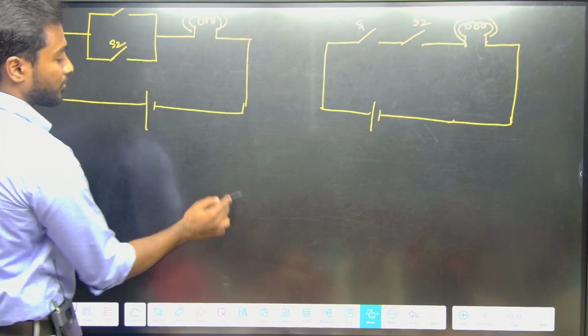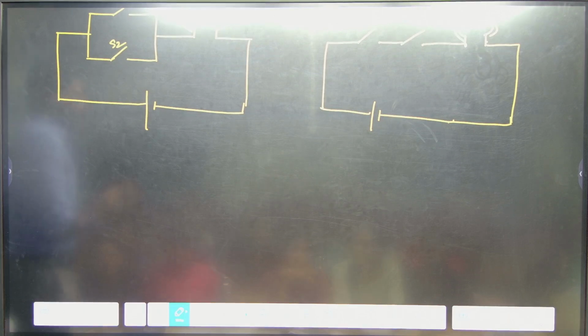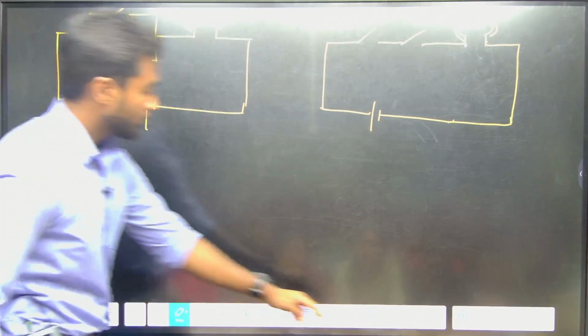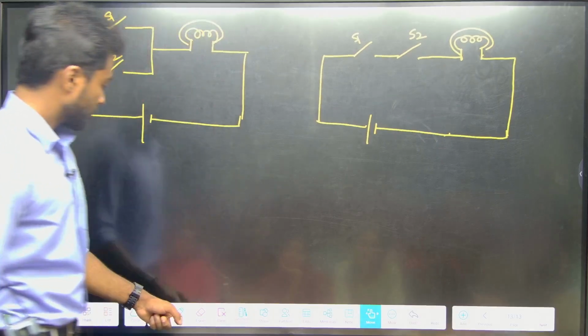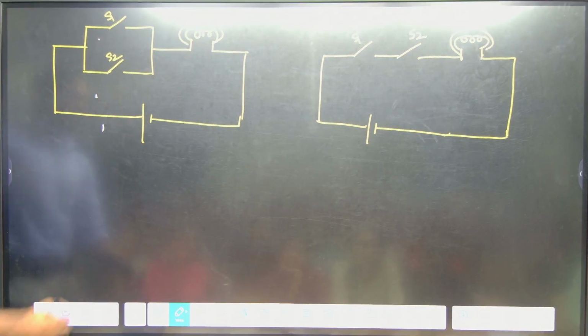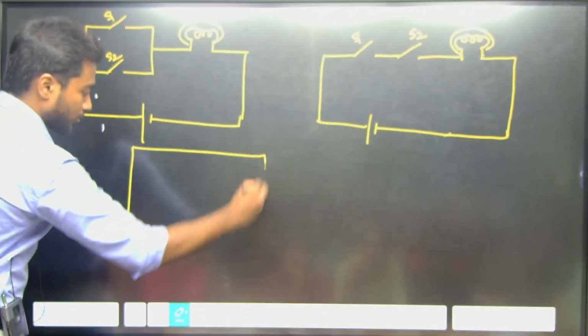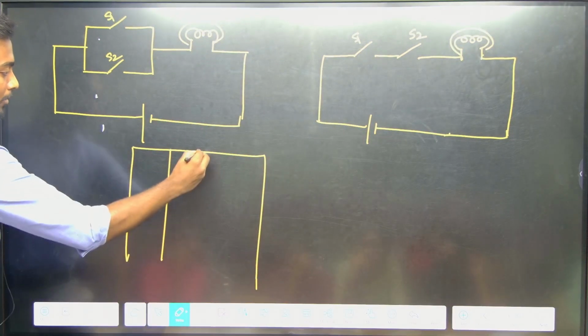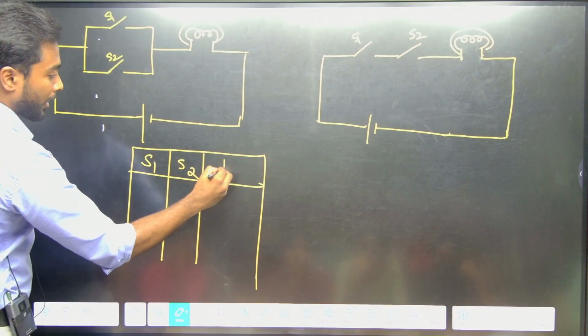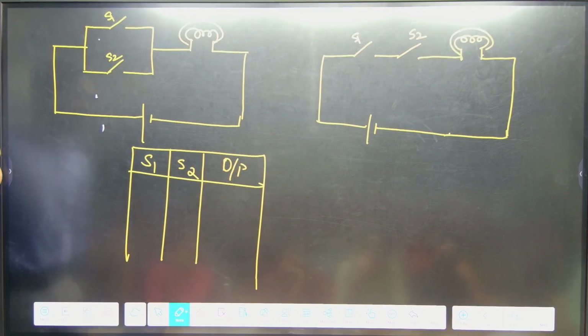Listen here. So there are two inputs here, that is switch 1 and switch 2. Okay, so let me take S1, S2 and the output.